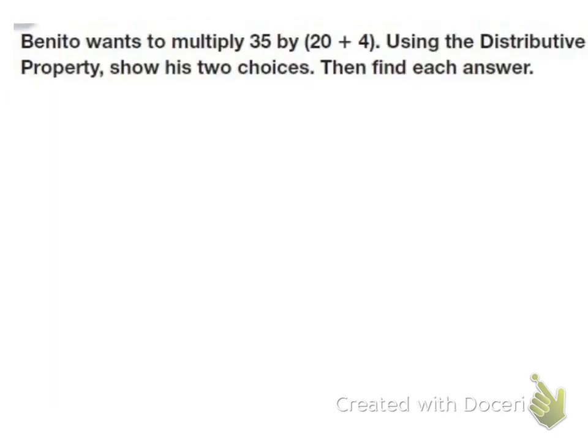All right, so for the next problem, it says Benito wants to multiply 35 by 20 plus 4. Using the distributive property, show his two choices, then find the answer. So the distributive property is what we've been doing so far. With the distributive property, I can solve this in one of two ways.